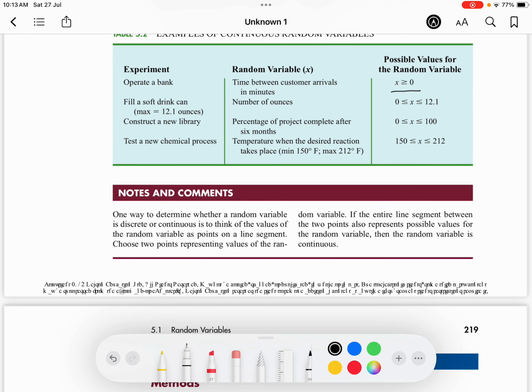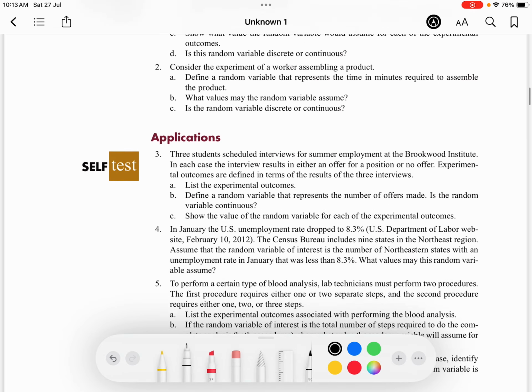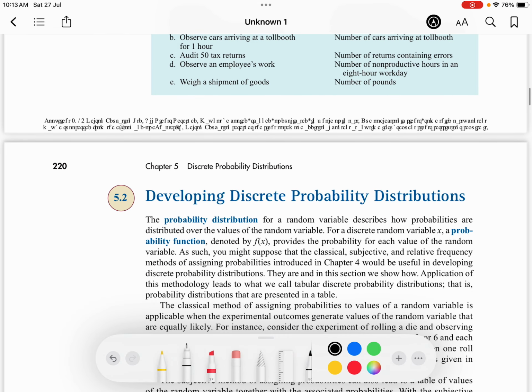Notes and comments. One way to determine whether a random variable is discrete or continuous is to think of the values of the random variable as points on a line segment. Choose two points representing values of the random variable. If the entire line segment between the two points also represents possible values for the random variable, then the random variable is continuous. I will not give you any homework, and also I will not solve any question.